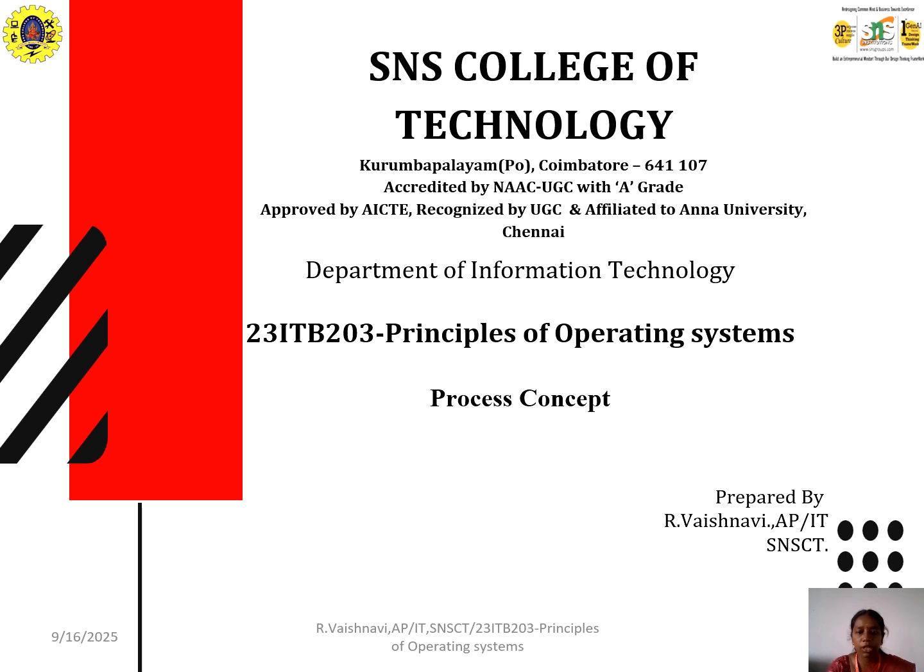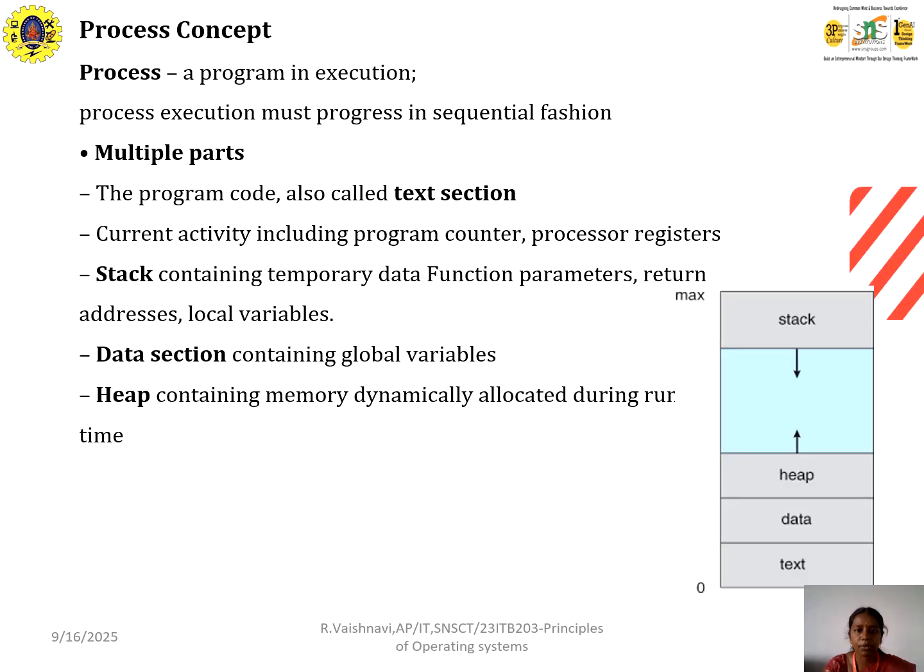Now we are going to see about the process concept in operating systems. Process: a program in execution, we call it a process. The process execution must progress in a sequential fashion. Here we have multiple parts in the process, and those are the text section, stack section, data section, and the heap.